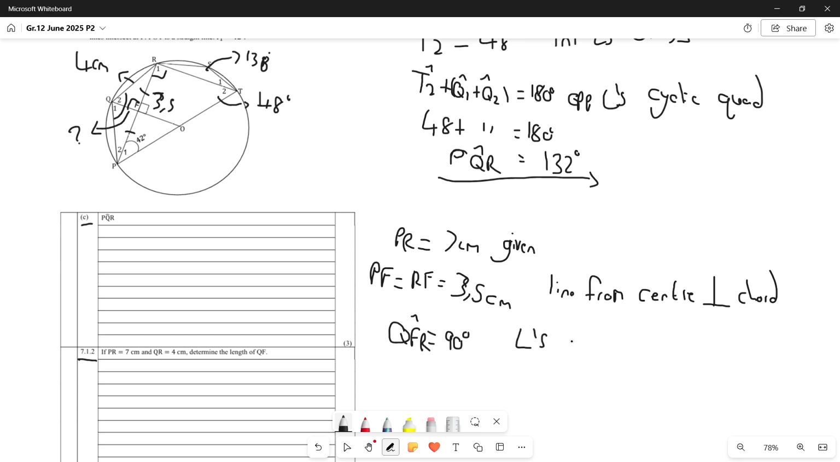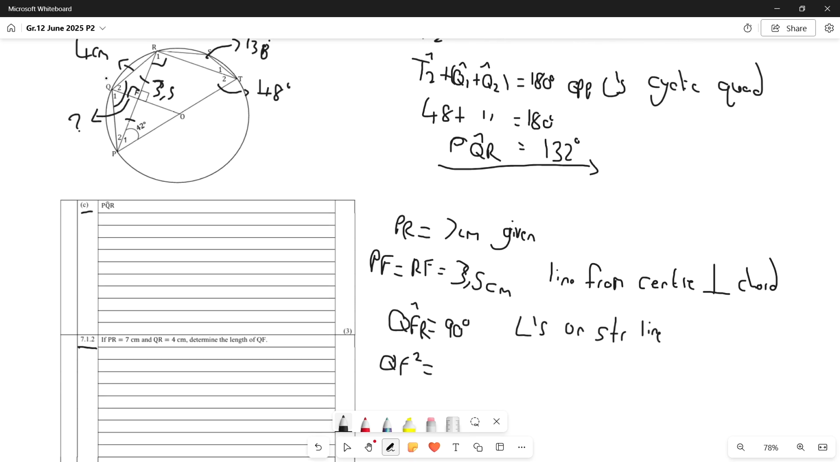So we have angles on a straight line. And now we're in triangle QFR. We have the 90 degrees. We have the lengths of 2 sides, which means we can just go ahead and do Pythag in order to get QF here. So QF squared equals our 4 centimeters squared minus our other side, FR, our 3.5 squared. Okay, so we have Pythag over there.